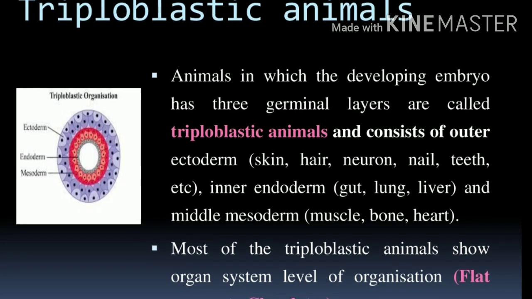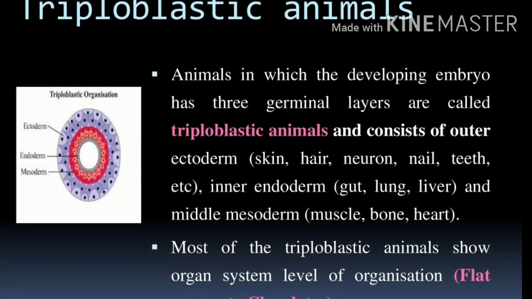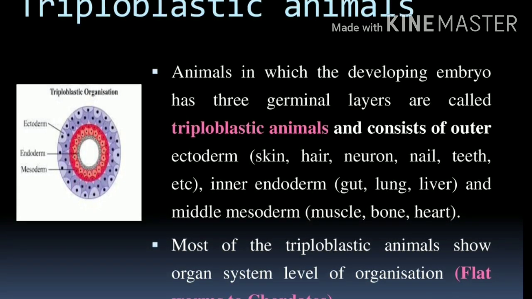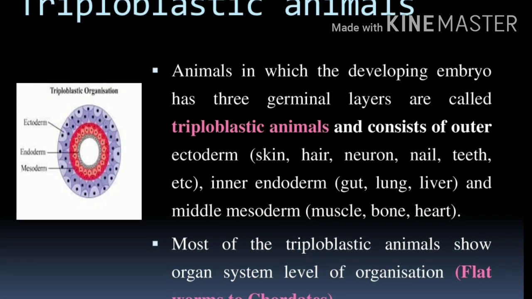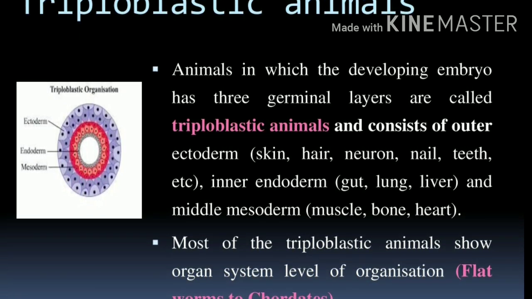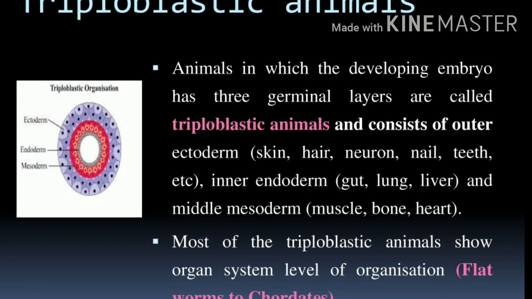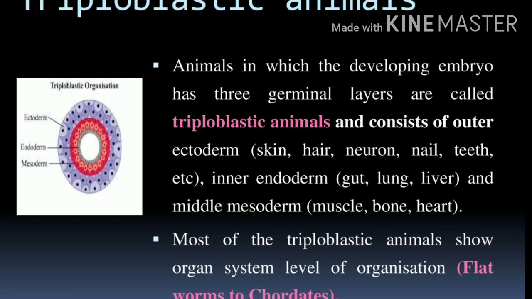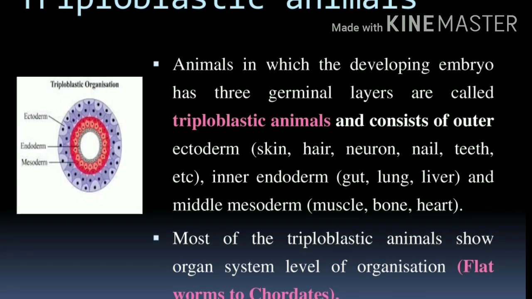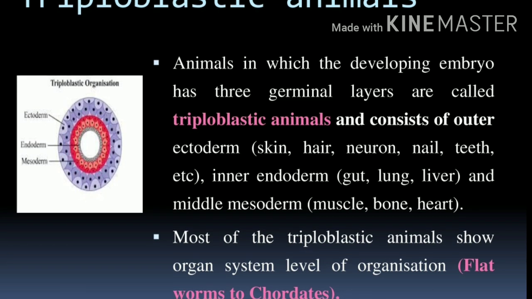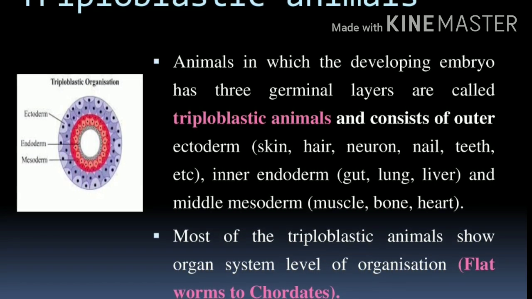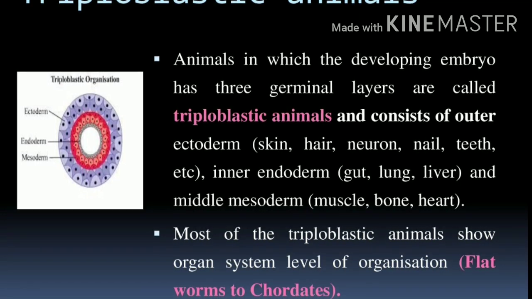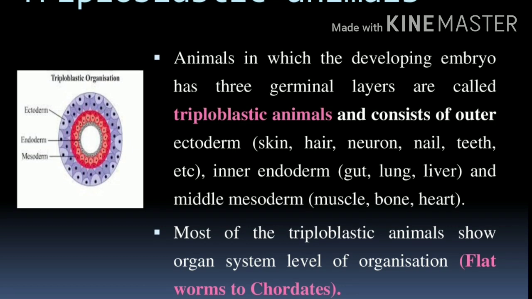What is the role of the ectoderm cells? They form skin, hair, neurons, nails, and teeth. What is the role of the inner endoderm? It forms the gut region, that is the intestinal region, lungs, and liver. Next, the middle mesoderm cells are responsible for muscle, bone, and heart. Dear students, listen. These are the triploblastic animals. These are important questions, and in 12th we will study this in human embryonic development. So please listen and understand. These are the triploblastic germ layers.